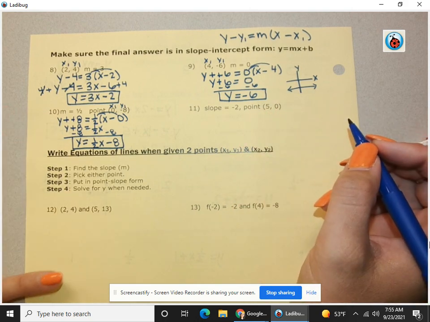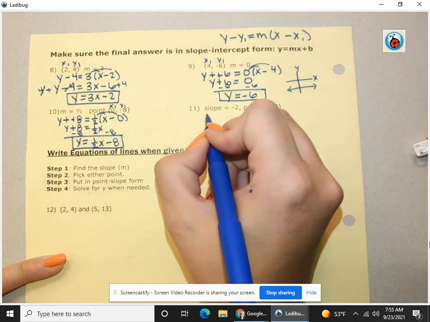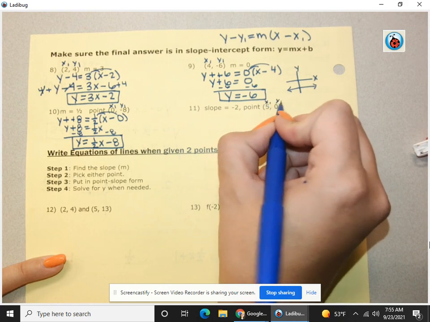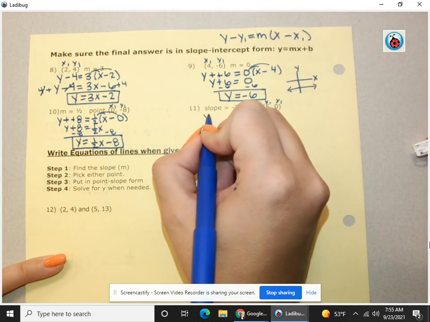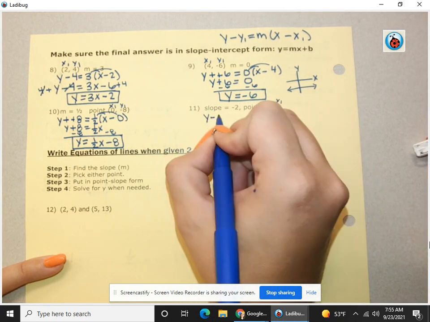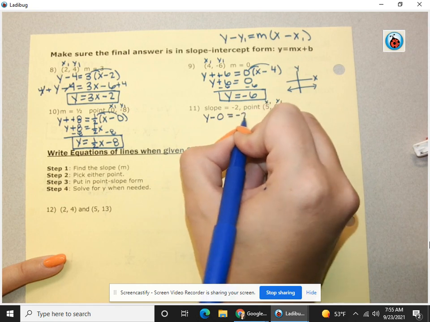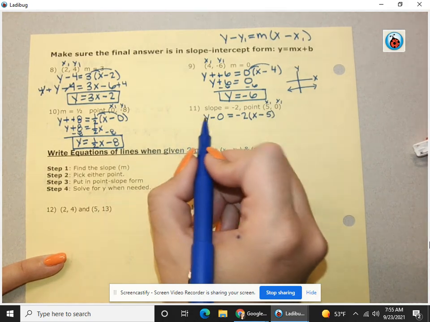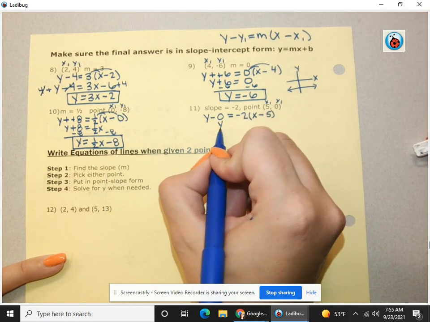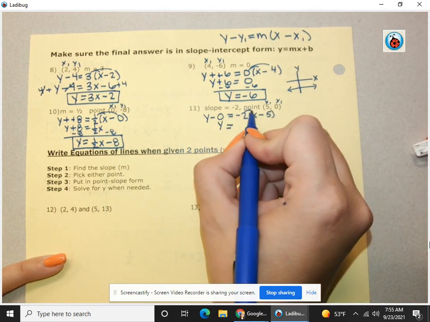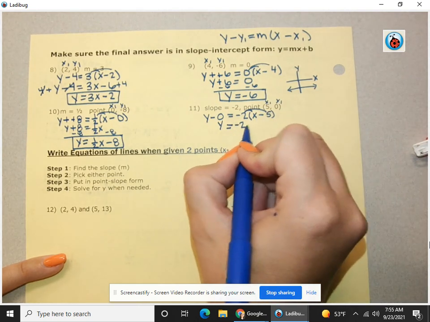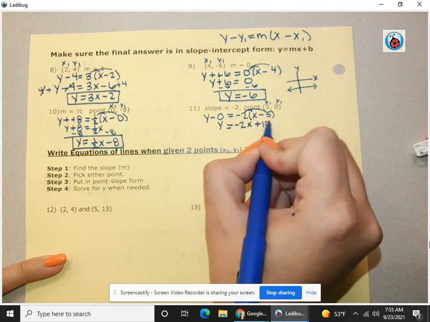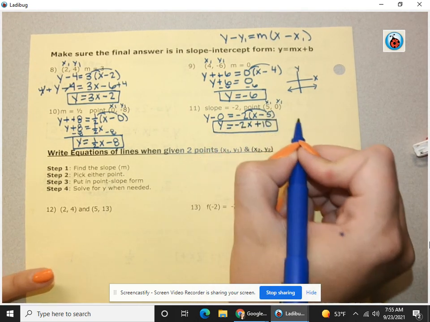Problem number 11, I've got x1, y1, I've got y minus my y1, which is 0, equals m times x minus x1, which is 5. Y minus 0 is just y. So I can add those together, then distribute on the other side, negative 2x plus 10 to get my answer.